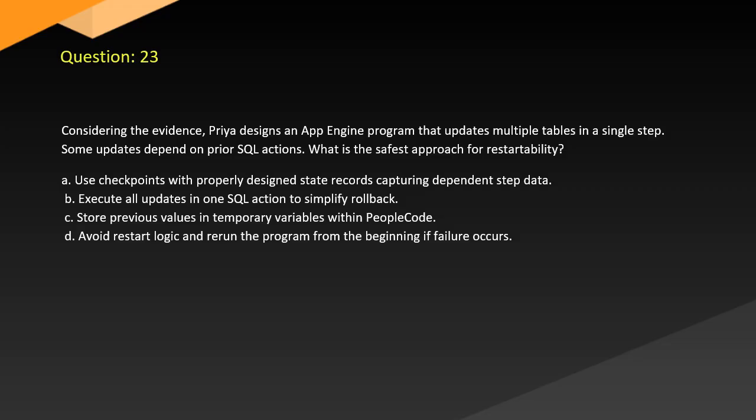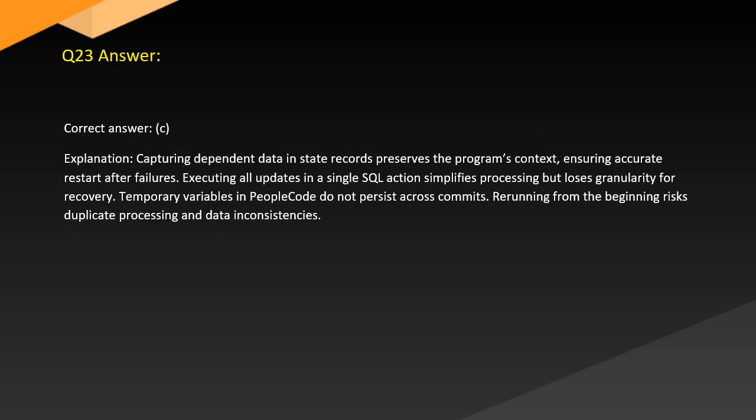B. Execute all updates in one SQL action to simplify rollback. C. Store previous values in temporary variables within PeopleCode. D. Avoid restart logic and run the program from the beginning if failure occurs. Answer. Correct answer, C. Explanation.